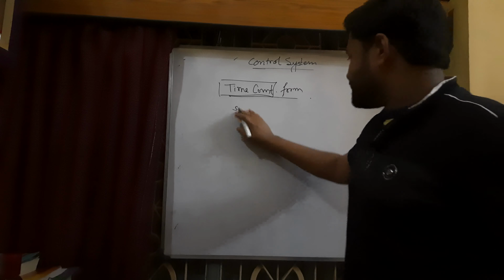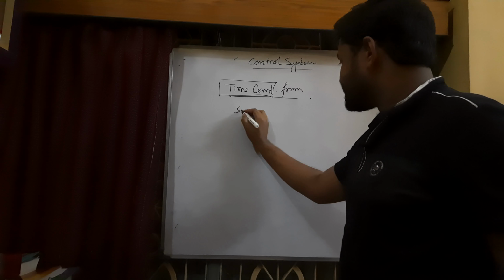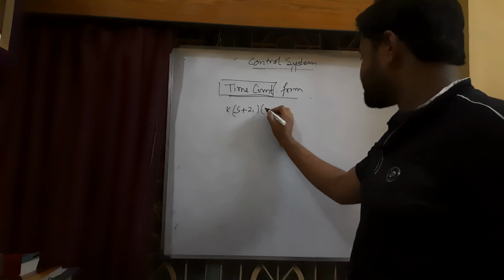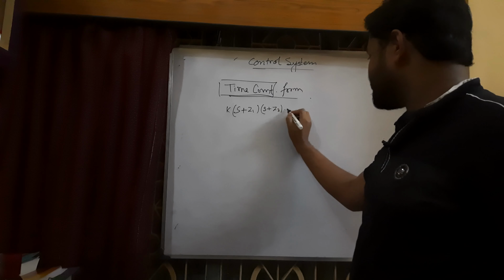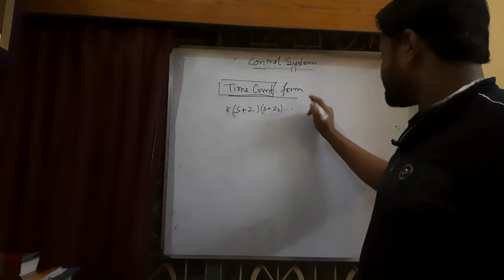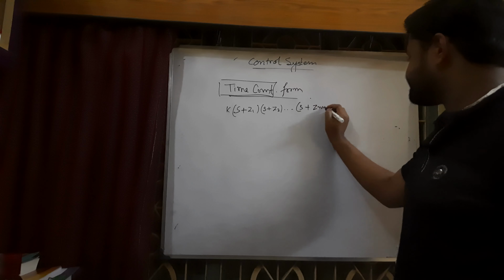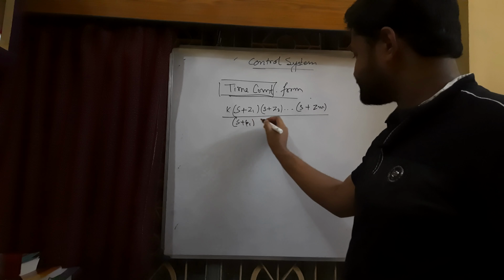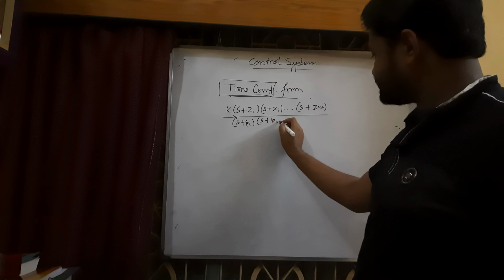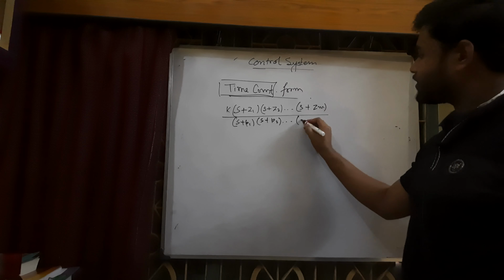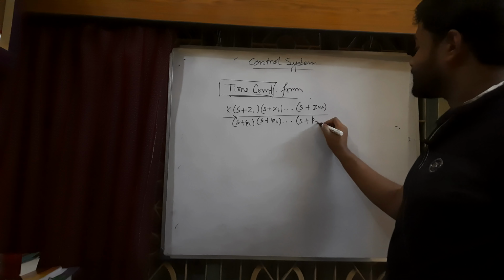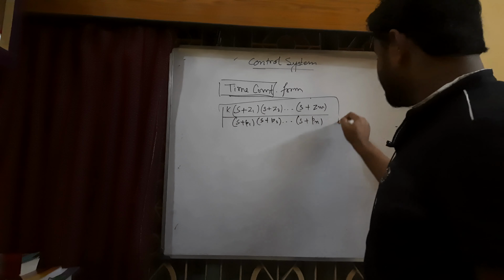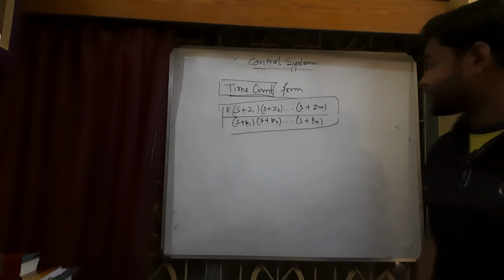Let me write down the pole zero form first: K into (s plus z1)(s plus z2) up to (s plus zm), by (s plus p1)(s plus p2) up to (s plus pn). This was the general pole zero form of the transfer function.